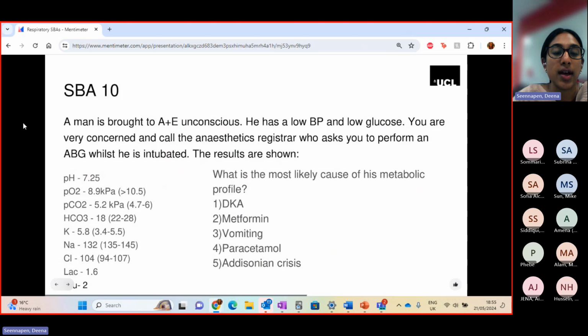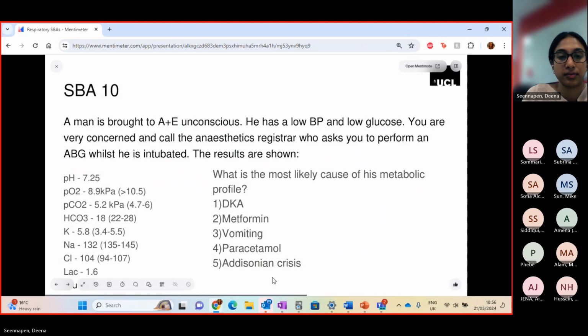Okay, SBA 10. A man is brought to A&E unconscious. He has low blood pressure, low glucose. You're very concerned and call the anaesthetics registrar, who asks you to perform an ABG. And these are the results of his ABG. What is the most likely cause of his metabolic profile? Let you have a look at the ABG and then try and remember which one you want to answer.